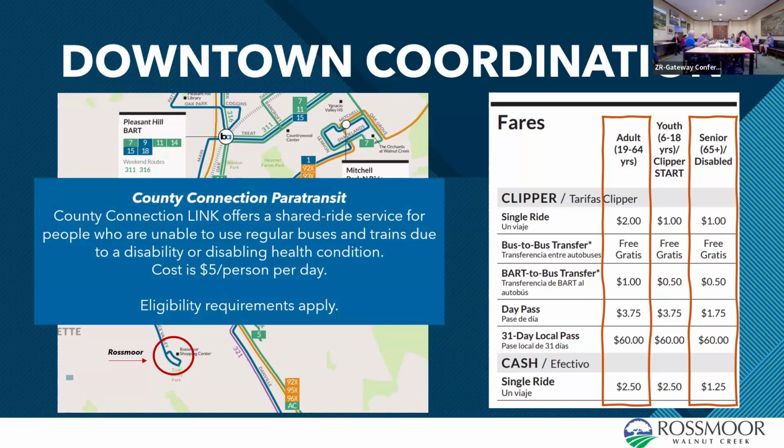Link does come into Rossmore. Their big buses don't come in here, but the Link does, and it would provide the entry service like our buses do. So anyone that does require paratransit assistance to go throughout Walnut Creek, they could sign up for Link and they would have the same service. And Link is the county's service, so you'll see them. It's the smaller buses. They are permitted to come into Rossmore.